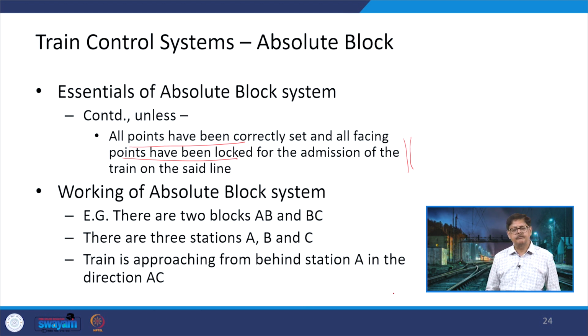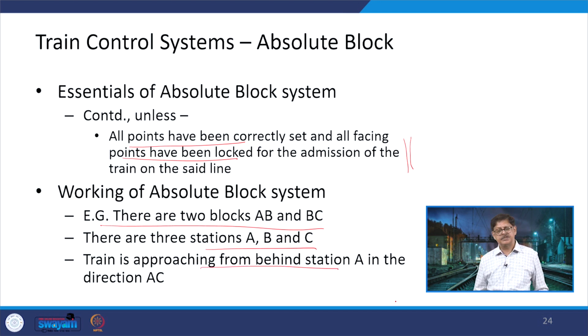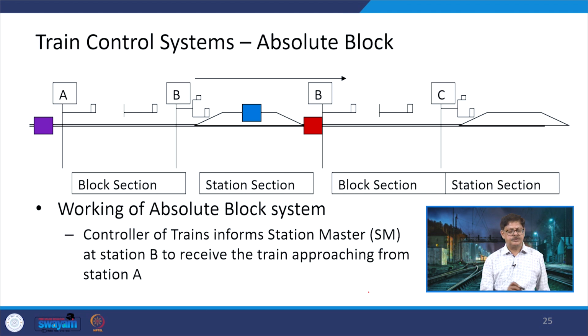Now, what is the working of the absolute block section? Let us talk about the blocks A, B, B, C. There are 3 stations A, B and C. The train is approaching from behind station A and is moving in the direction of C. So, that is a scenario. Here you can see that this is station A, this is station B with the station B limits, and that is station C.